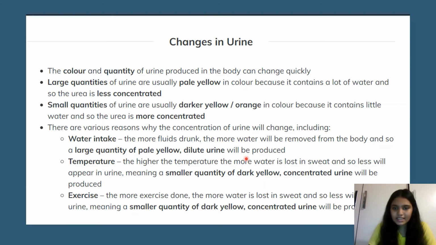And the last is exercise, which is pretty much the same. With more exercise, more water is lost in sweat, and so a smaller quantity of urine is produced because less water is available in the urine. It's a concentrated solution, which makes it dark yellow. Okay, I find this really easy and broken down. So I hope this helped you because it really helped me as well.